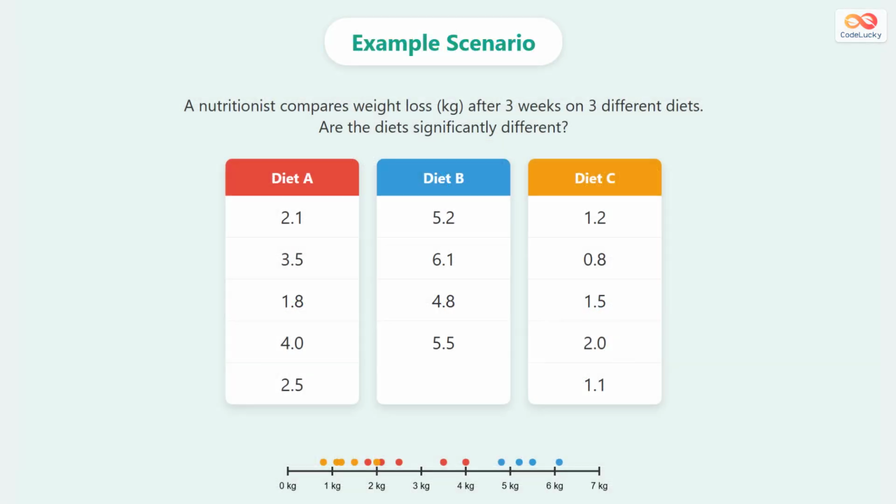Let us look at an example. Imagine a nutritionist wants to compare weight loss across 3 different diets. Diet A, Diet B, and Diet C. We have the weight loss numbers in kilograms for participants on each diet. We want to know, are these diets significantly different from each other?